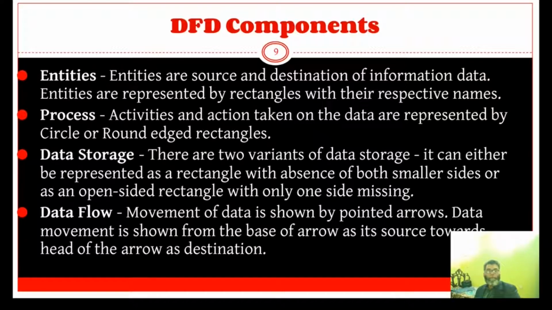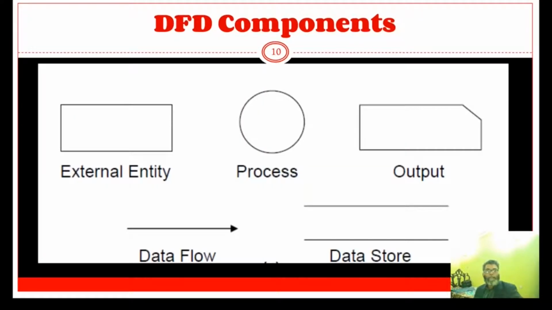Data flow. Movement of data is shown by pointing arrows. Data movement is shown from the base of the arrow as its source towards the head of the arrow as a destination. These are all the data flow diagram components: external entity, process, output, data flow, and data store.